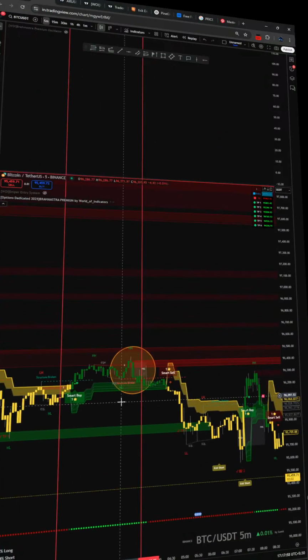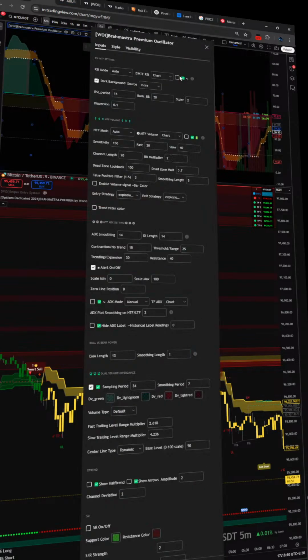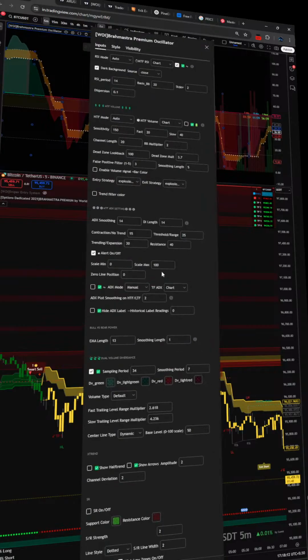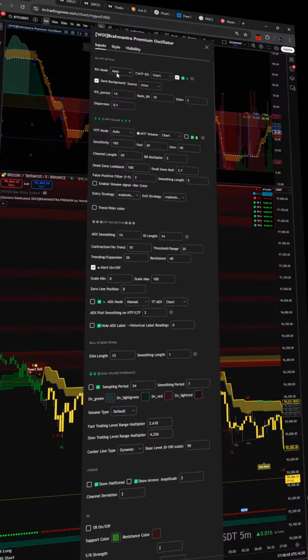Okay, these are sideways markets. How to know these are sideways markets? How to know if the market will move or not? Let me show you with an indicator. Let me enable RSI. This is also on the 15-minute.